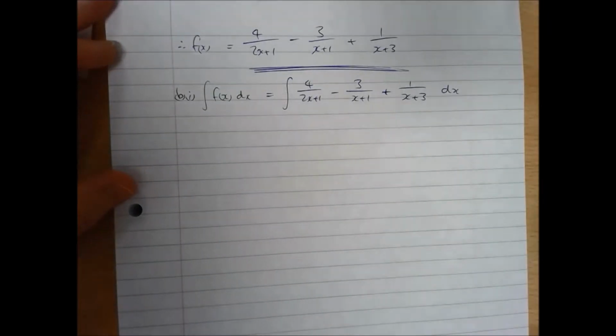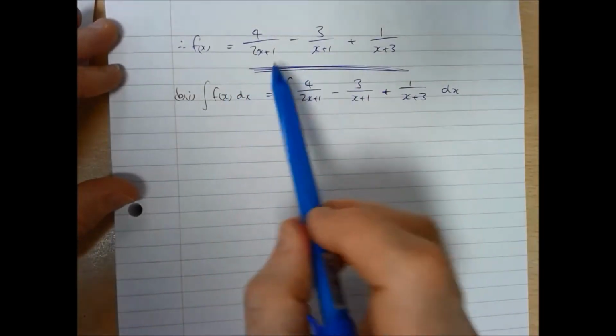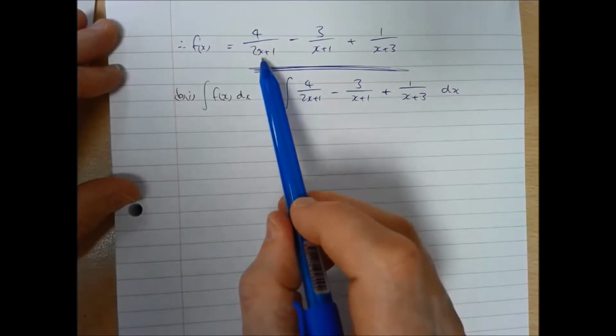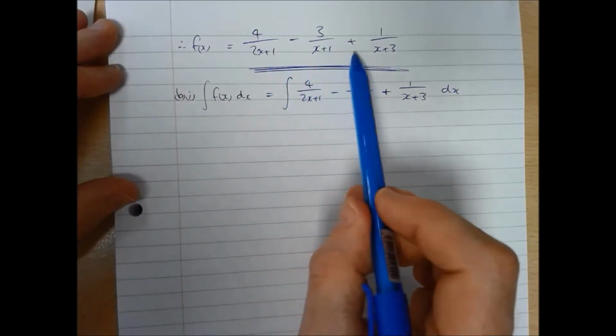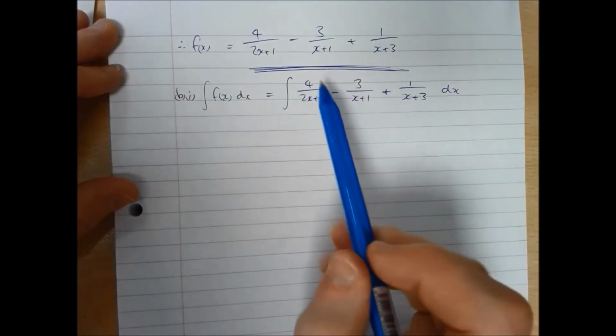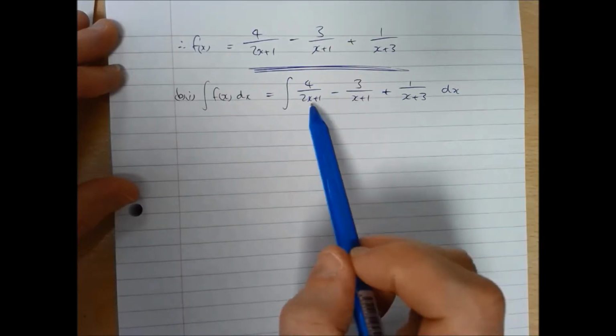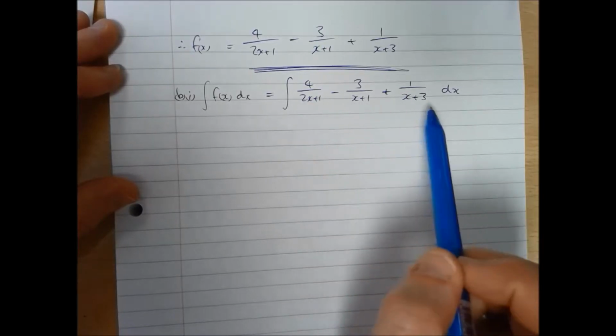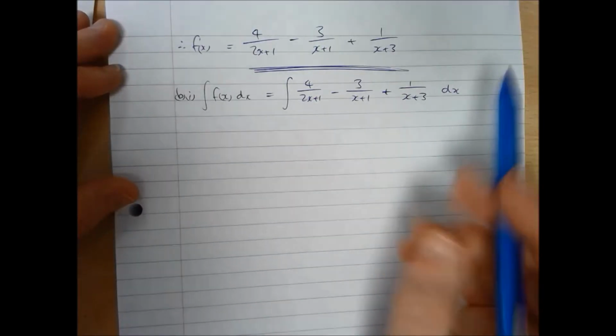So in b part 1, we're going to integrate f of x, where f of x we've established from part a is 4 over 2x plus 1 minus 3 over x plus 1 plus 1 over x plus 3. So that's what we're trying to integrate. Now notice they're all reciprocal functions, and the denominators of each of those are all linear. So in each case, we're going to use ln.